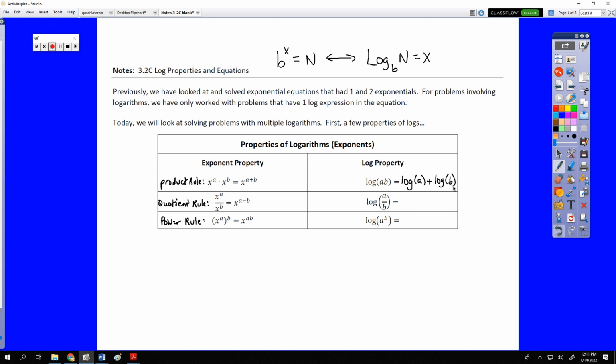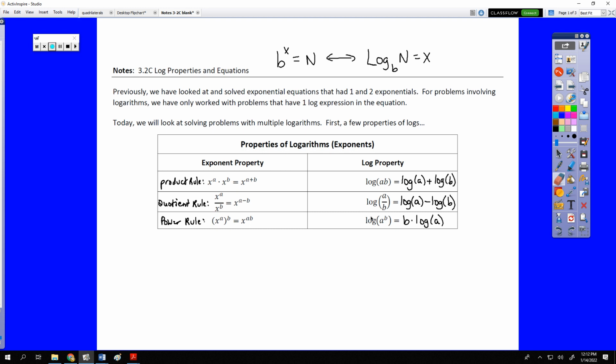It says if I have a logarithm that contains a quotient, a over b, I can rewrite that as two separate logarithms, the logarithm of the numerator minus the logarithm of the denominator. And the same thing can be done if I have two logarithms that have the same base and they're being subtracted. I can rewrite them as a single logarithm using this rule. And then finally we have the power rule version for logarithms, which says if I have a logarithm that contains an exponential, I can grab this exponent and move it out in front, giving me b times log of a. So I can pull that exponent out in front.